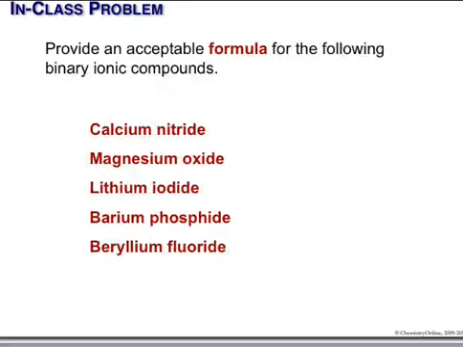This is the one that's a little more difficult, isn't it? Need to look at the cation, decide the charge. Look at the anion, decide the charge. Get your lowest whole number ratio, so our charge is 0.